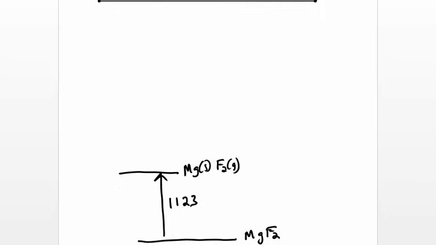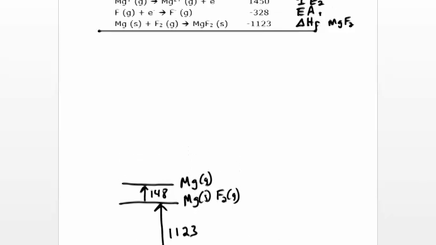Okay, so the next thing we're going to do, I'm going to focus on magnesium. It doesn't matter which one you do first, but let's do magnesium first. We'll turn it into the gas phase. So that's Mg gas, and you note from above that that energy value is 148 kilojoules. That's given over the reaction above.